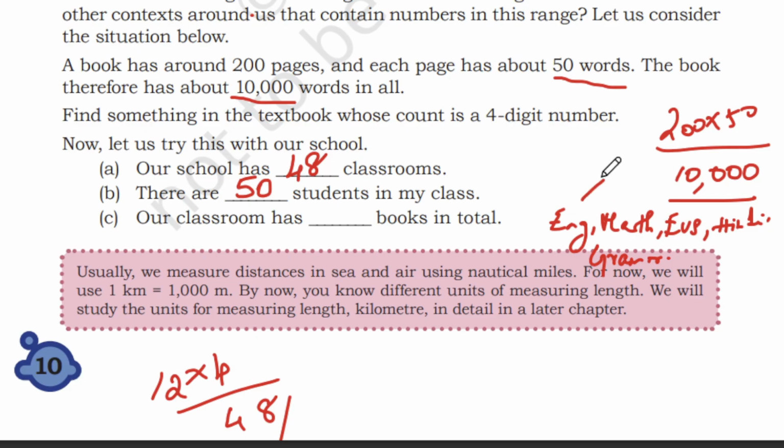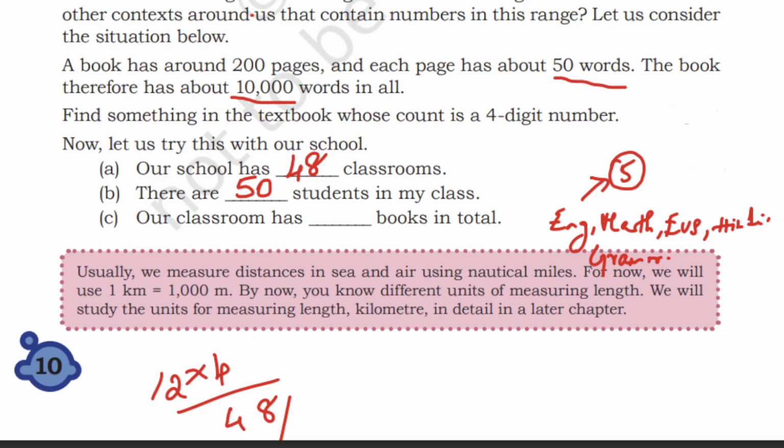Okay, so think about each student is carrying 5 books, not notebooks, 5 books, and in total you have 50 members in the classroom. So what you have to do, you have to multiply 50 into 5. So 5 zeros are 0, 5 fives are 25. So you have 250. So our classroom has 250 books in total.